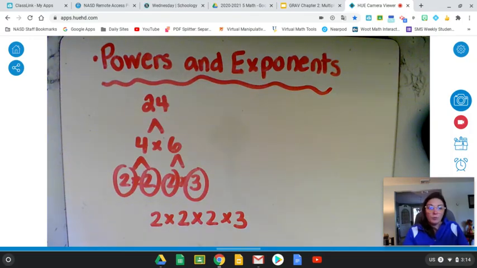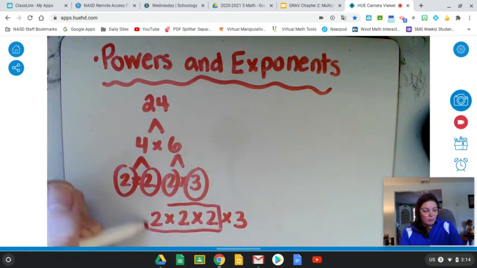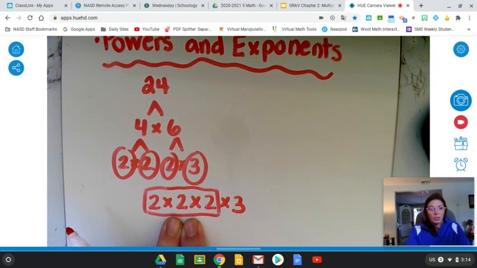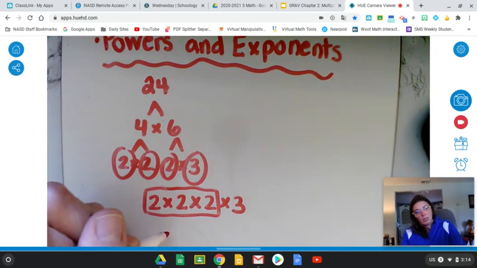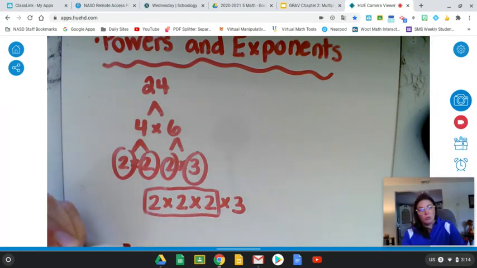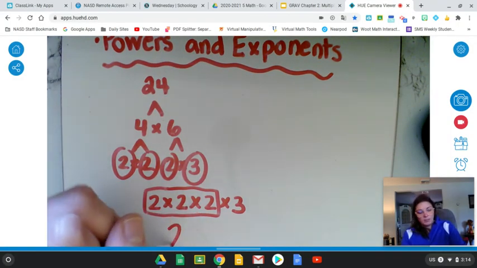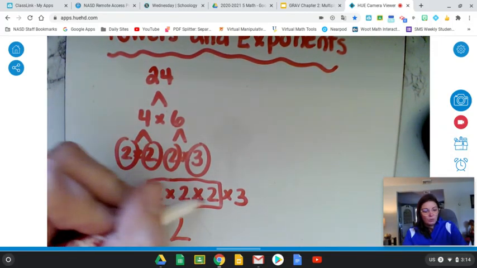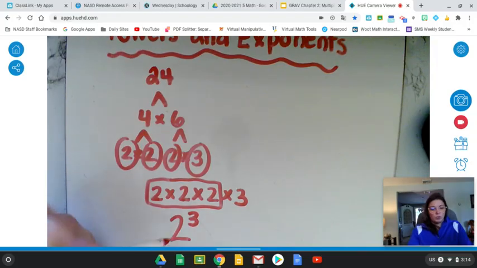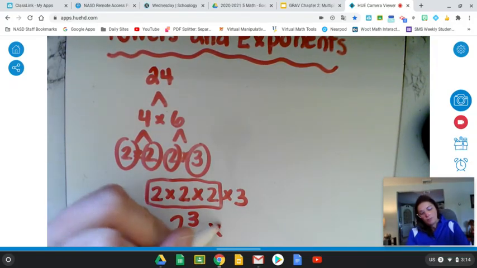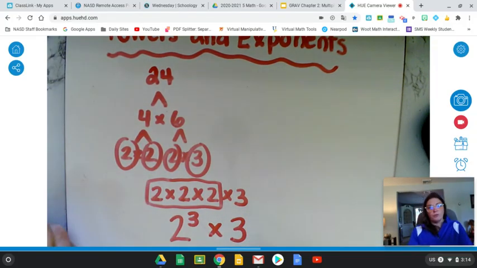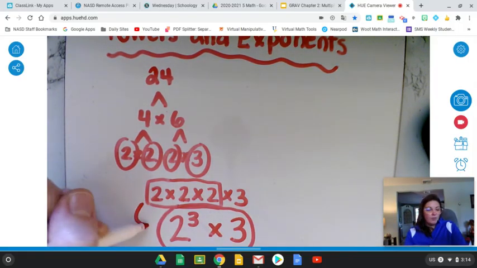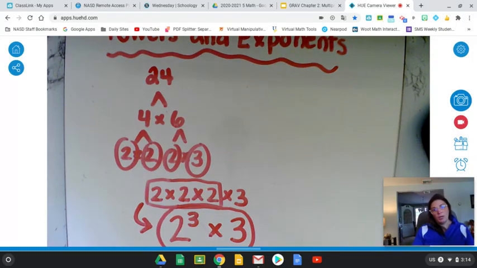Well, now that we've worked with exponents, you should see something. You should see repeated multiplication of the 2. So what we can do is take the 2 times 2 times 2 and make it a power. I see 2, and I see it repeated 1, 2, 3 times, which is 2 to the 3rd power. And then I still have this lonely 3 over here. So I could write the prime factorization as 2 to the 3rd power times 3.